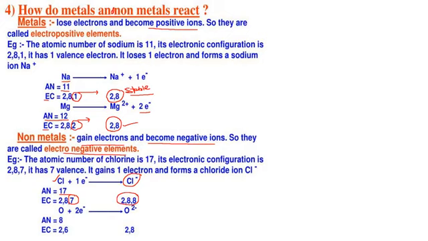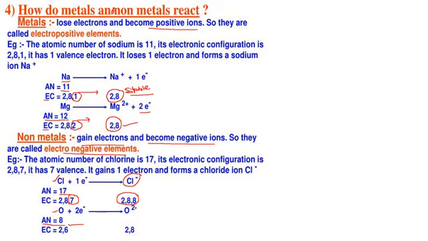Okay, now coming to oxygen. See, the atomic number is 8 and electronic configuration is 2, 6. Now again, 6 electrons is quite a large number of electrons. They cannot afford to lose electrons.